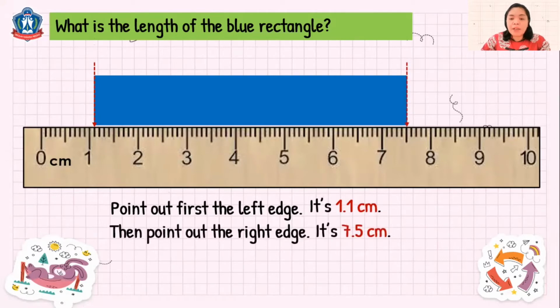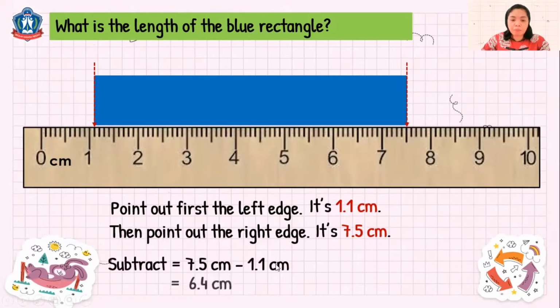After you know the left edge and the right edge of an object in our ruler, all you need to do is to subtract the right edge minus left edge, and that is equal to 6.4 centimeters. So this blue rectangle measures 6.4 centimeters.